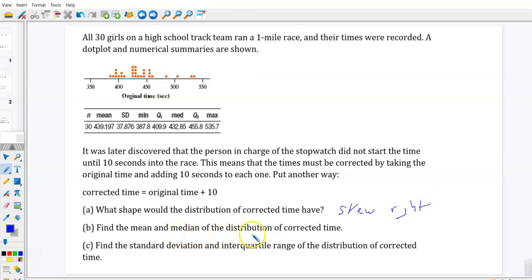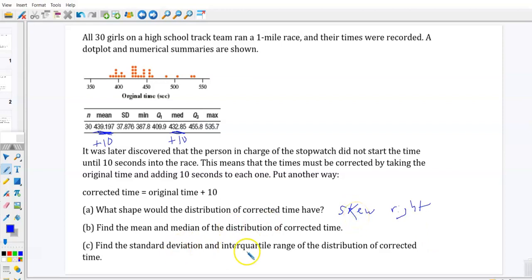Find the mean and median of the distribution of the corrected time. So the mean was this, the median was that. All you're going to do is add 10 units to each one. So you add 10 to that one and add 10 to that one and write those down. The mean times for the high school track team, those two numbers would add 10.